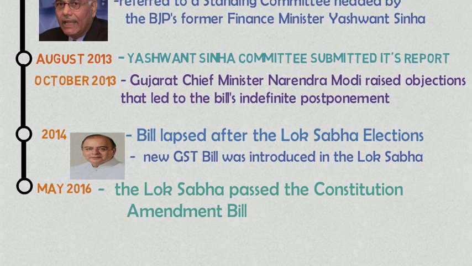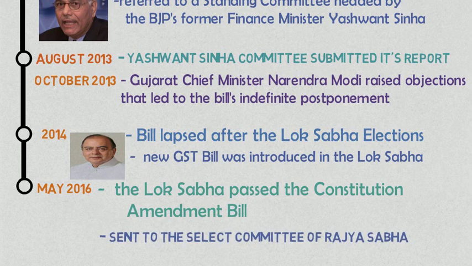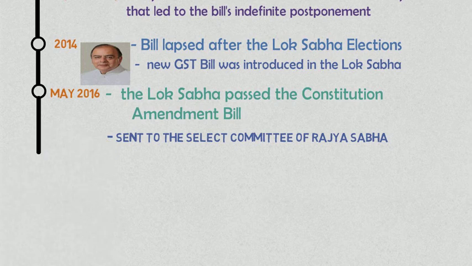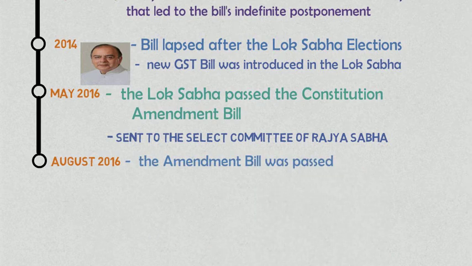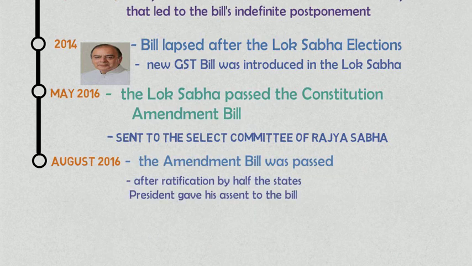However, the opposition led by the Congress demanded that the GST bill be again sent back for review to the Select Committee of the Rajya Sabha due to disagreements on several statements in the bill relating to taxation. Finally, in August 2016, the amendment bill was passed. Over the next 15 to 20 days, 18 states ratified the Constitutional Amendment Bill and President Pranab Mukherjee gave his assent to the bill.